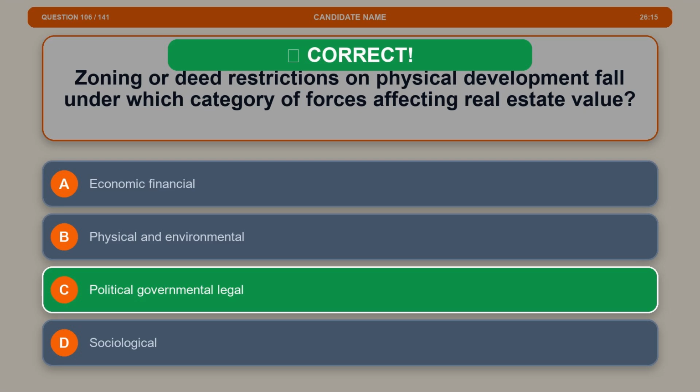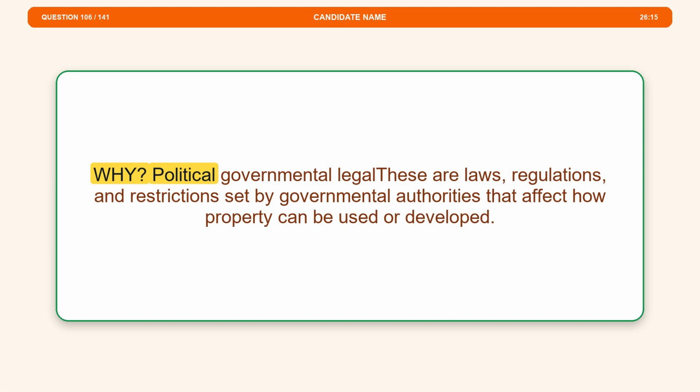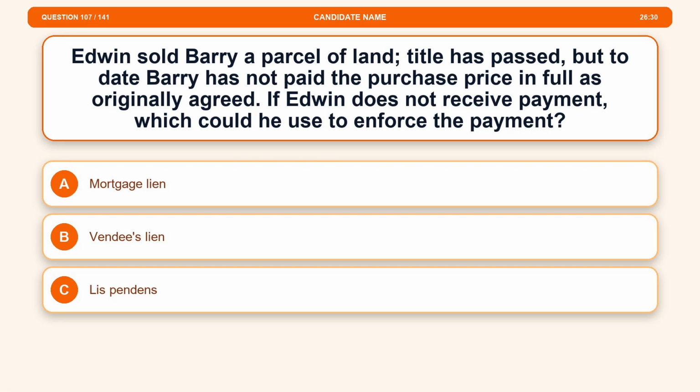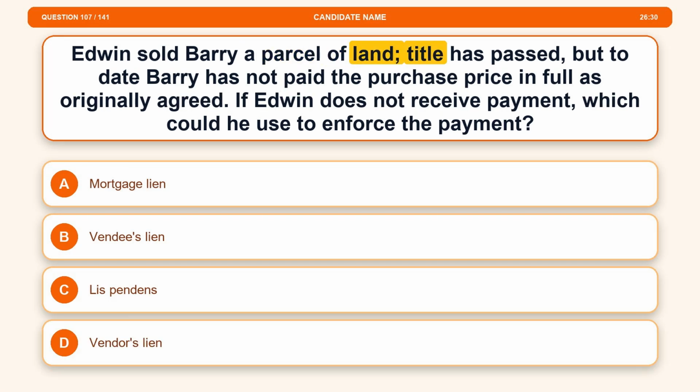The correct answer is option C. Political governmental legal. These are laws, governmental regulations, and restrictions set by governmental authorities that affect how property can be used or developed. Question 107. Edwin sold Barry a parcel of land.